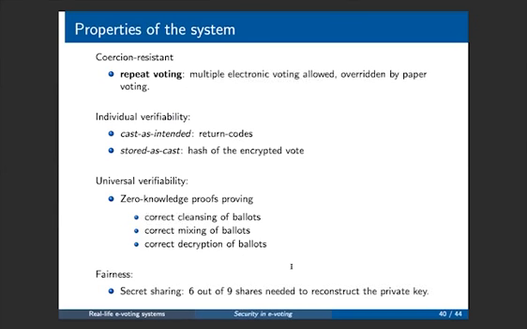Some of the properties that we can see from this system: in an attempt to have a coercion-resistant system, they were allowing repeat voting. As I mentioned, you could vote more than once, but only the last one was the one that counted, and if you voted on paper, that's the one that counts over the online ballot. It provides individual verifiability, cast as intended, store as cast, because of this hash of the encrypted ballot.